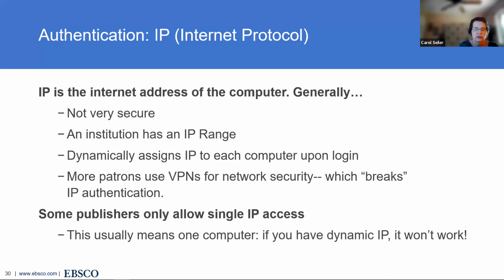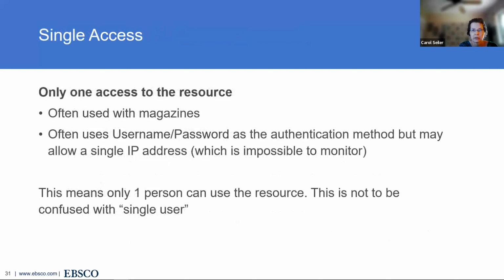Notice at the bottom there, some publishers only allow a single IP address access. We're going to look at that in the next slide. This is just as bad, if not worse. Might even be worse than username and password, to be frank. Because what single access means, only one IP, that means if my computer, every time I turn it on, gets a new IP number, where is the computer that has the access now? Which one has the IP, the magical IP that has access? It's really hard to monitor. So I recommend steering clear of single access.